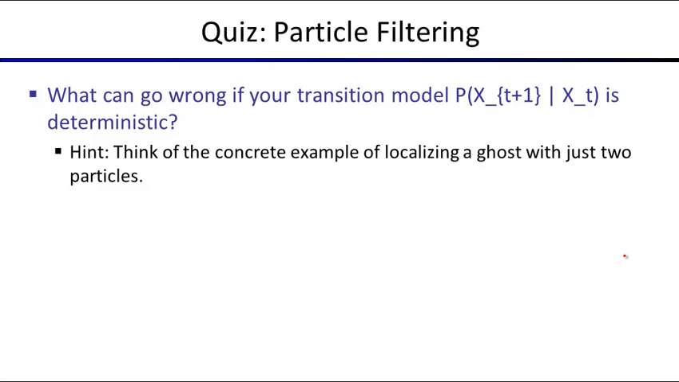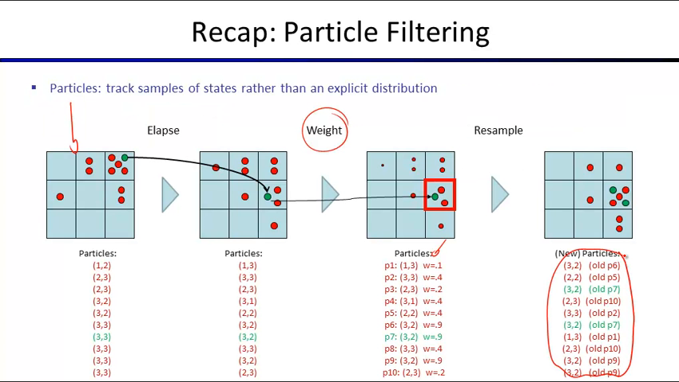Okay, here's a quiz that gets a little bit at the question we had there. What can go wrong if your transition model, P(X_{t+1} | X_t), is deterministic? As a hint, I suggest you think about the concrete example of localizing a ghost in a grid with just 2 particles, and think about what will happen as you go through this process if the transition model is deterministic.